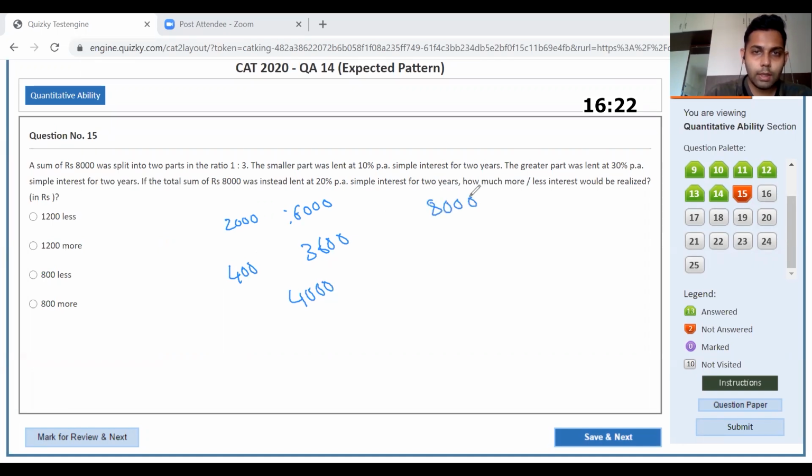8,000 was lent at 20% for 2 years. So 1,600 into 2 is 3,200. And how much more or less? So 800 less if you go by the original thing. And in the breakup thing, you get 800 more. So the answer is 800 less.